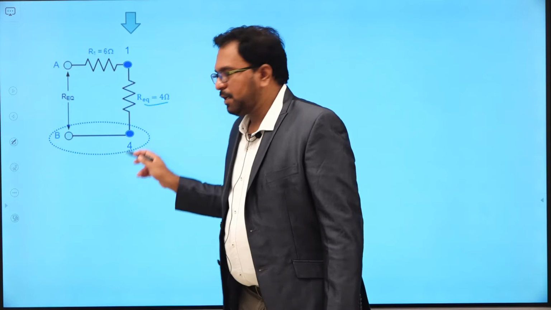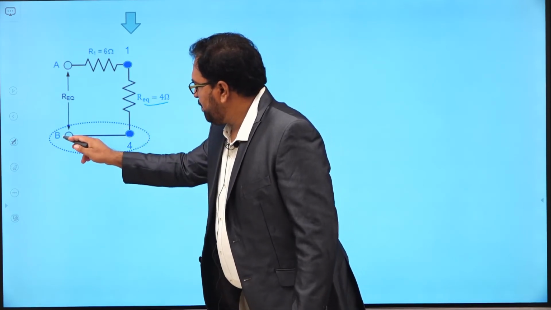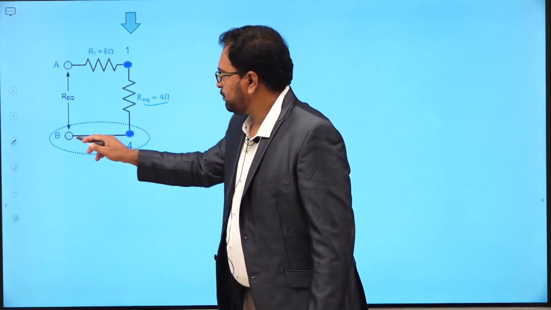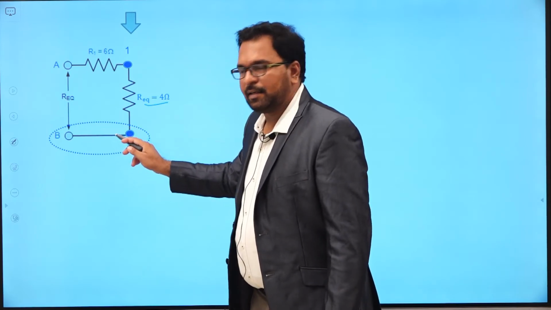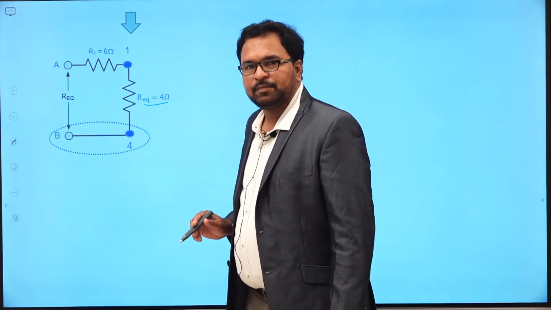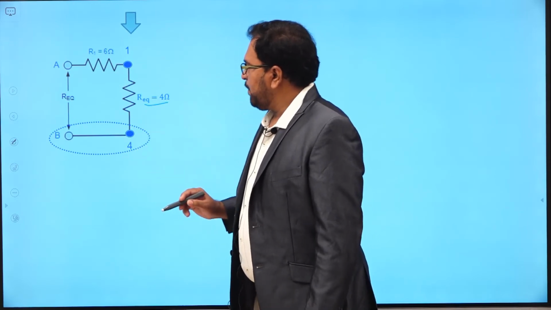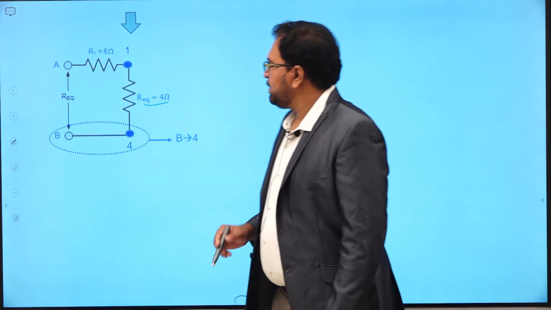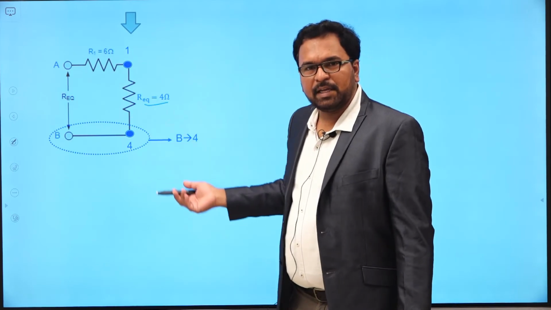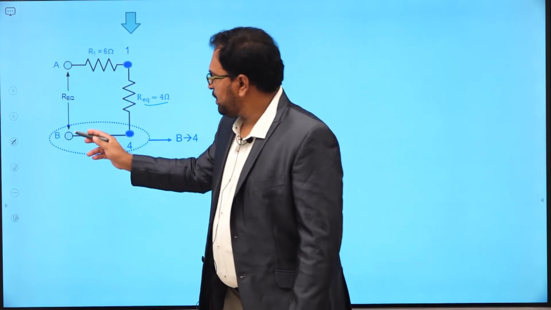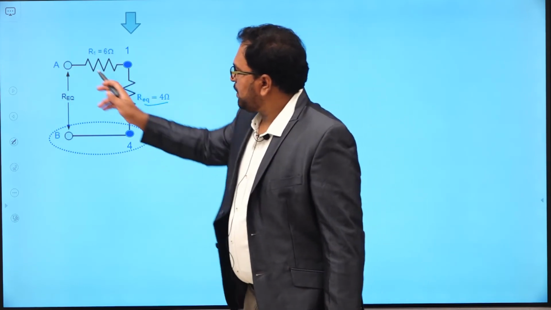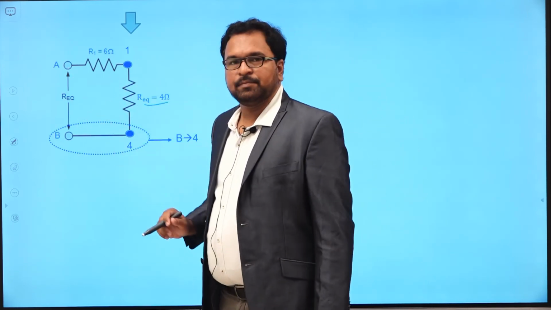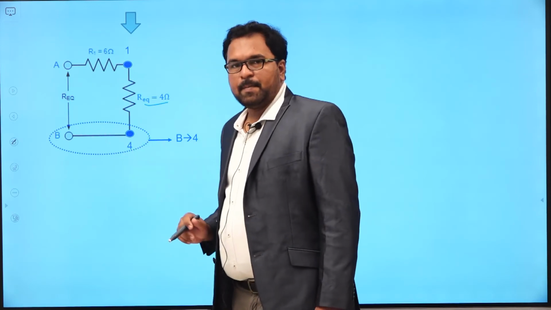If you observe clearly, between terminal B and node 4 there is no resistor or any element connected. In such cases, we say that these two nodes are the same. B and 4 are nothing but equivalent nodes, because there is no element connected between B and 4. So how many nodes are there in total? A, 1 and B. So 4 is nothing but B.